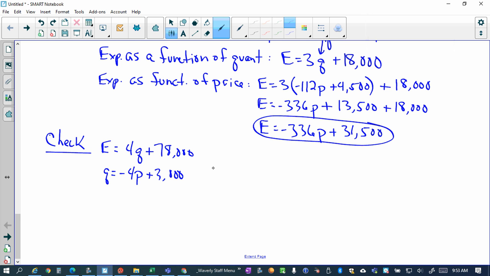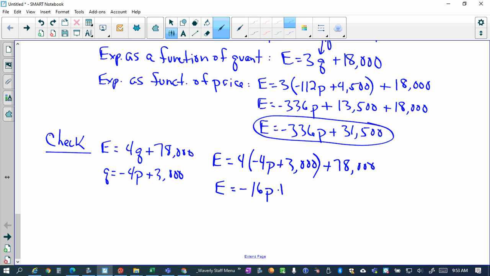So then E is going to equal 4 times negative 4P plus 3,000, plus 78,000. And I won't go through all the steps here, right? So it's going to be negative 16P, and what are we at, 90,000? I don't have to go through all those. You guys know how to distribute and combine like terms.